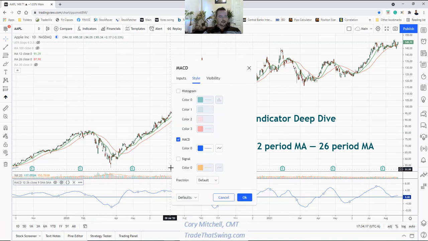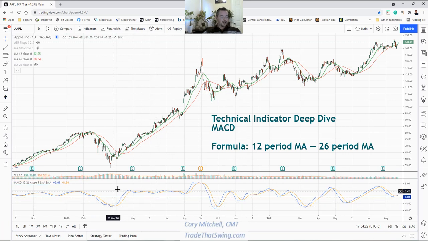So what's typically added to it is called a signal line. It's usually a 9 period moving average of the MACD. It has nothing to do with what's going on up here. There is not a single calculation in this signal line from up here. The MACD is taking the difference of these moving averages. This moving average is simply a 9 period moving average of each one of these values. Remember, as we talked about, each price bar is a value.